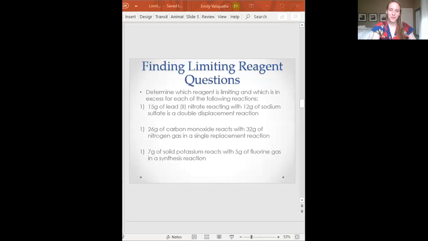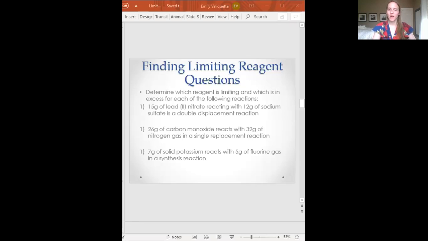Okay, so that is how you figure out what your limiting or excess reagent is. The next thing is figuring out how much of a product has been produced. And again, we do that based on our limiting reagent. So your first step when determining the amount of product is to, of course, write and balance your chemical equation.